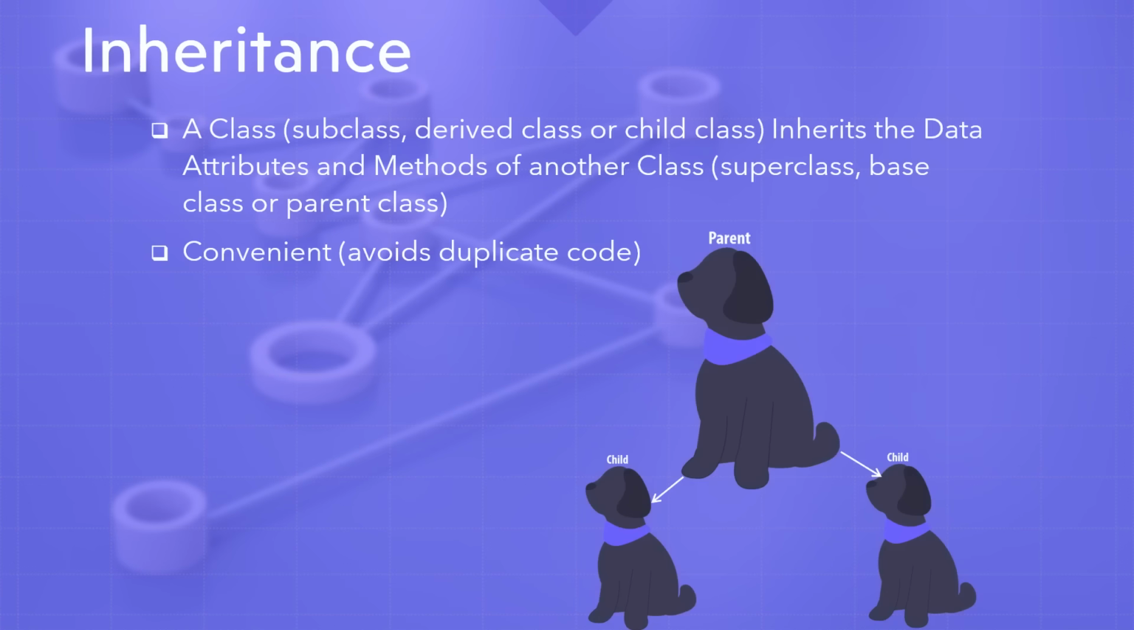Inheritance allows a class to acquire the data attributes and methods of another class. The class that does the acquiring is called a subclass, and the class where the data attributes and methods are inherited from is called a superclass. One of the benefits of using inheritance is it prevents duplicate code in the subclass because it will acquire the data attributes and methods of the superclass.